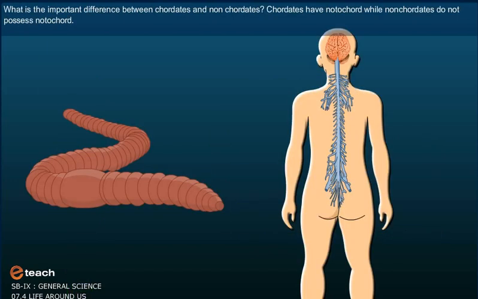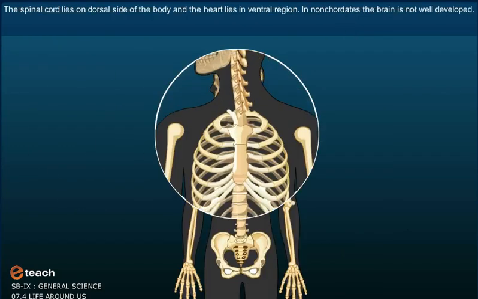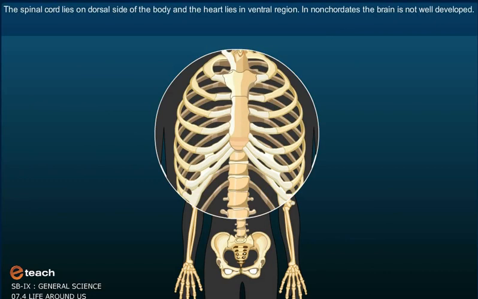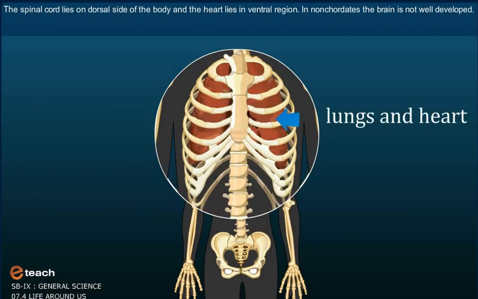What is the important difference between chordates and non-chordates? Chordates have a notochord while non-chordates do not possess a notochord. In vertebrates, the notochord is replaced by the vertebral column later during embryonic life. The brain is well developed in chordates. The spinal cord lies on the dorsal side of the body and the heart lies in the ventral region.